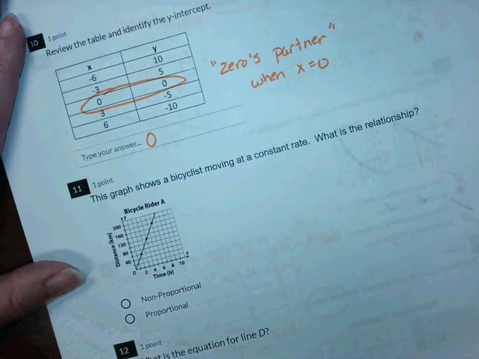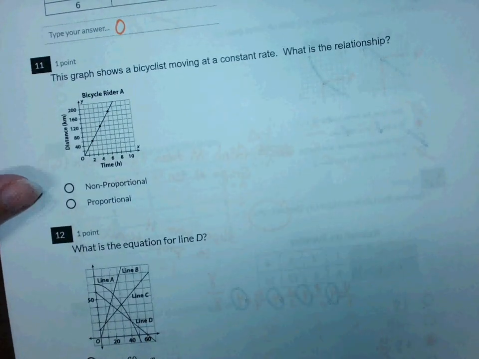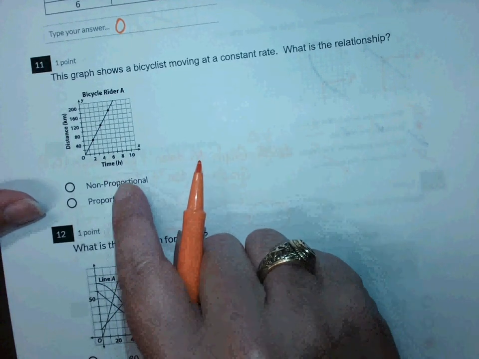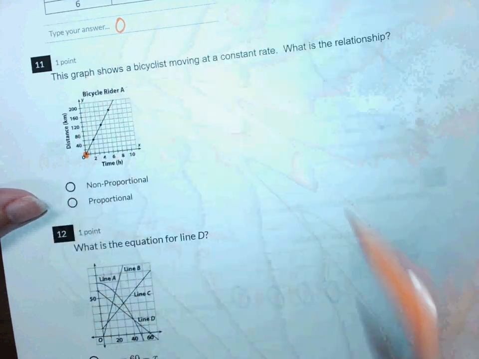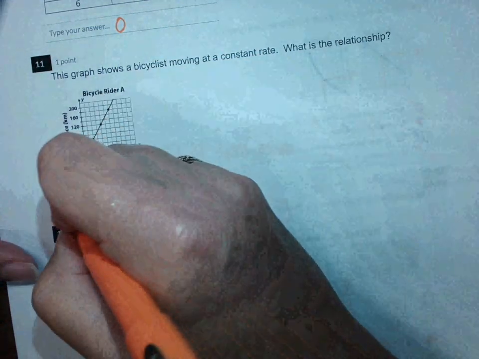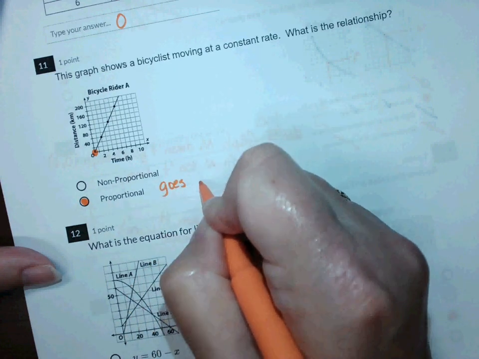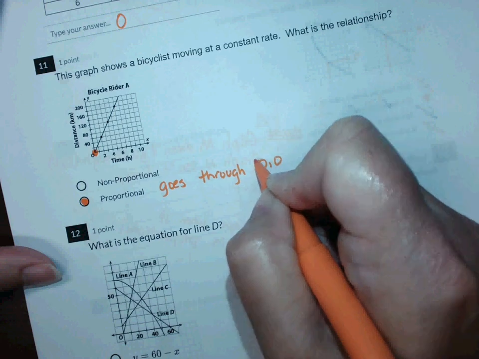Easy breezy. Number 11. This graph shows a bicyclist moving at a constant rate. What is the relationship? My choices are either proportional or non-proportional. This thing is going through the origin. That makes it proportional. It goes through 0, 0.